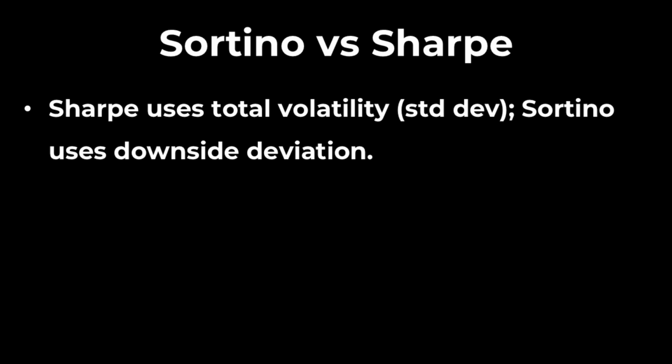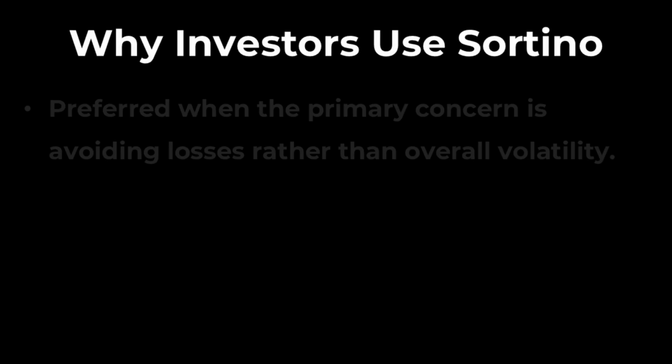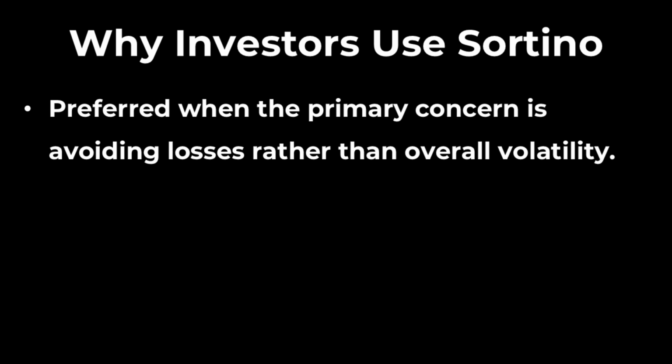Now, how's this different from the Sharpe ratio? Sharpe counts all volatility as risk, both good and bad. Sortino ignores the good volatility and punishes only the bad one. So, a fund with frequent but positive price swings can still have a strong Sortino ratio because it's rewarding your portfolio, not hurting it.